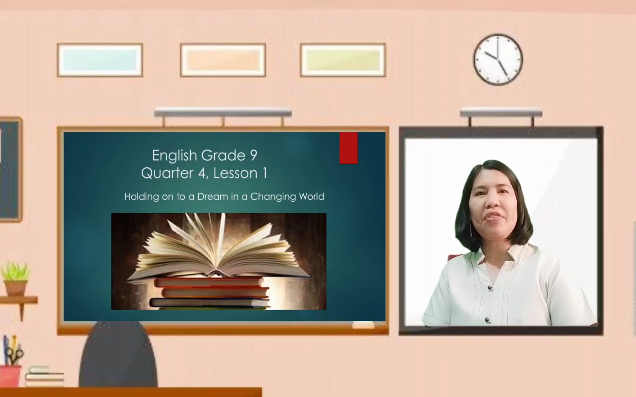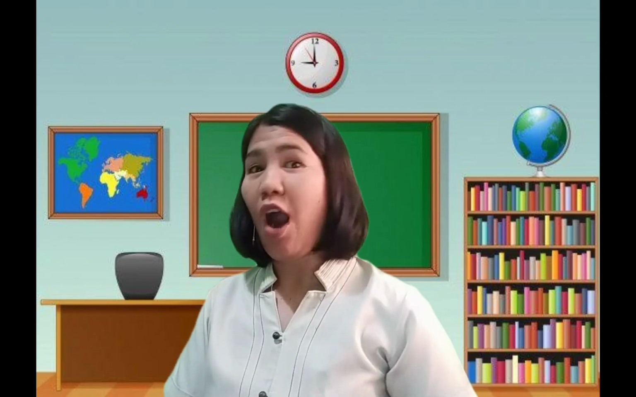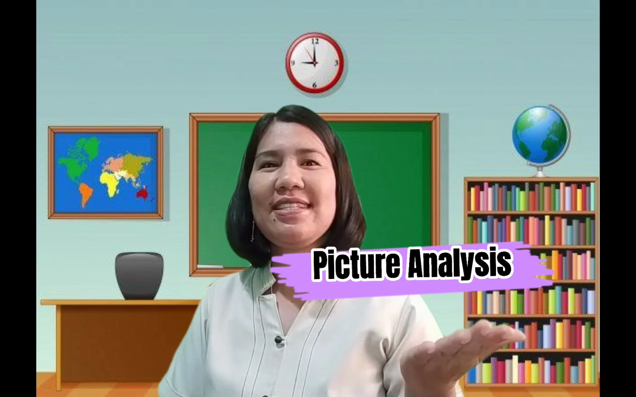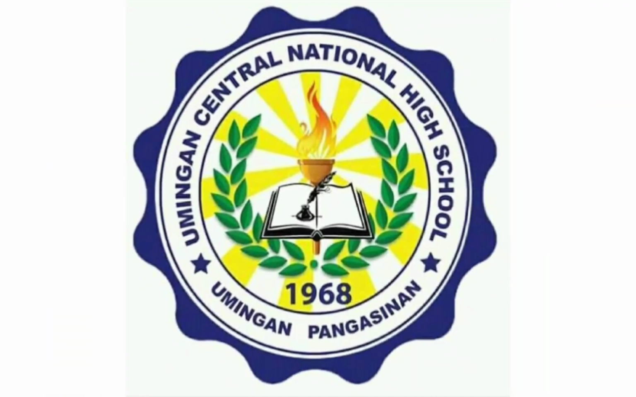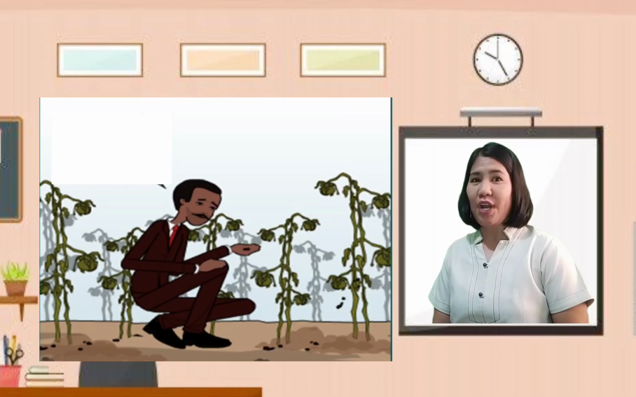Welcome to a journey through Anglo-American literature featuring 4th quarter lesson number 1 with the thematic approach, holding on to a dream in a changing world. Are you ready? Let's start the lesson with picture analysis. What does the picture try to convey?